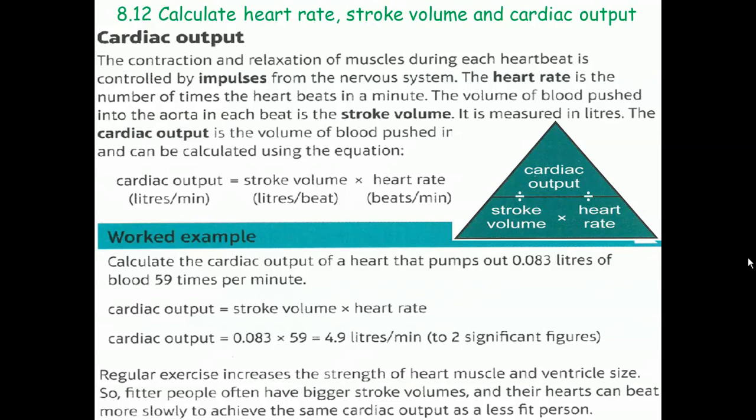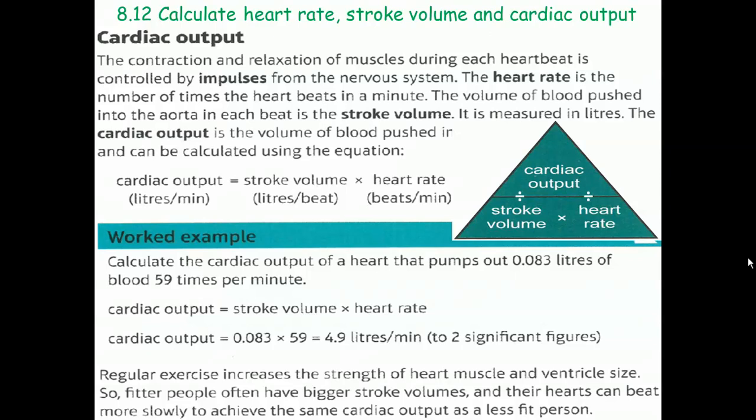So heart rate is how many times the heart beats per minute. The stroke volume is the volume of blood, in litres, that is pumped by the contraction of the left ventricle to the aorta in one beat. And if we multiply those two together, the volume multiplied by how many times it beats in a minute will then give us a total volume in a minute, which is known as the cardiac output. So to work out the cardiac output in the exam question, cardiac output equals stroke volume multiplied by heart rate.